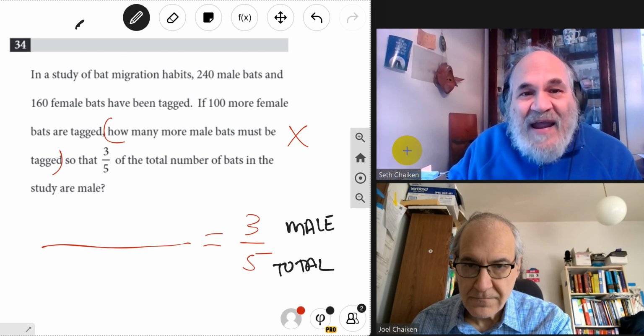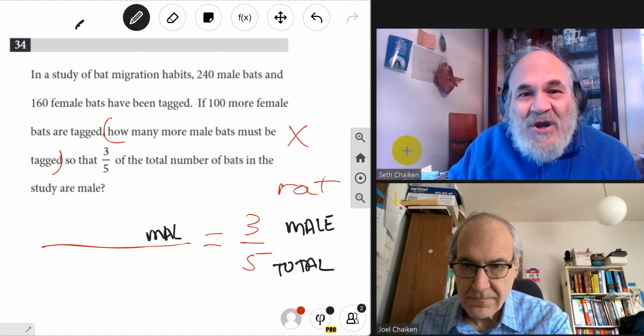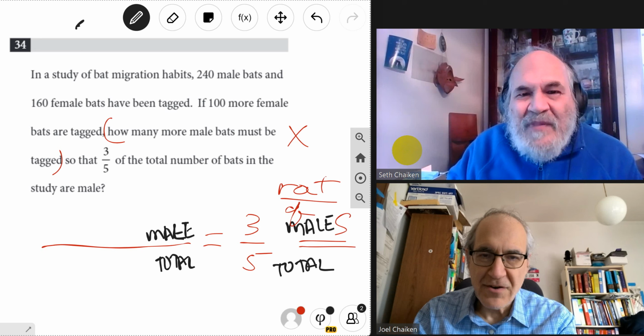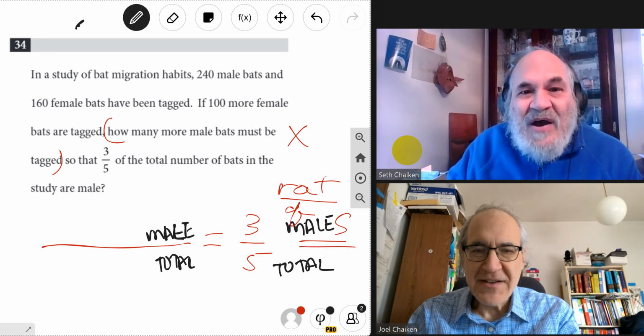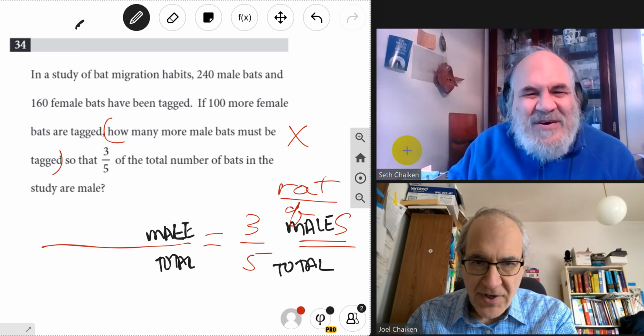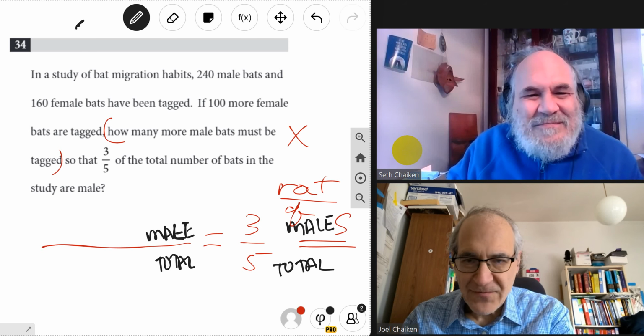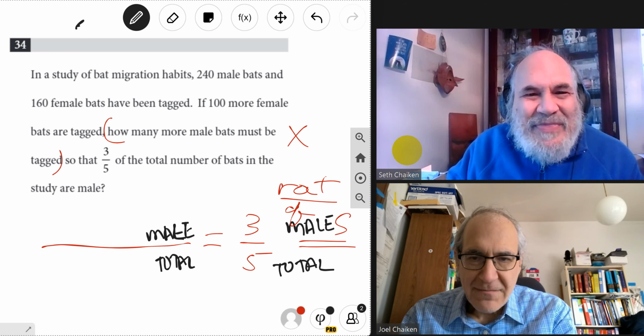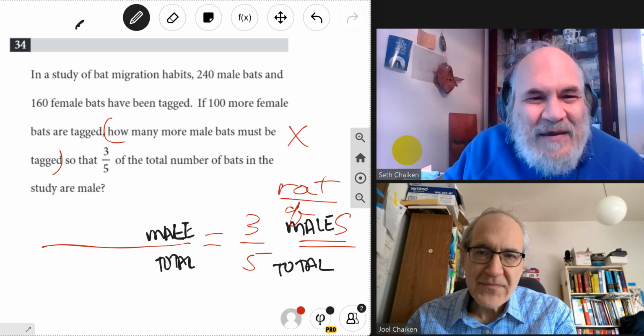This is a ratio of males to total. What you do is males divided by total, and you put the males to total on both sides of the ratio line. See that? Very good. Now we have to figure out on the left side how to represent males and total.